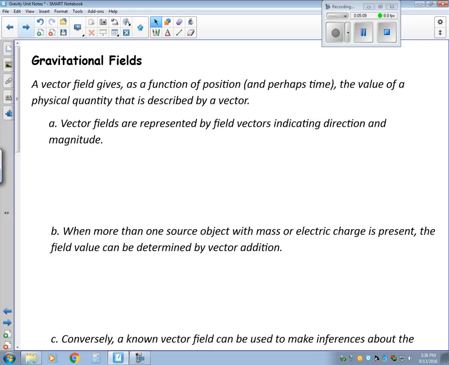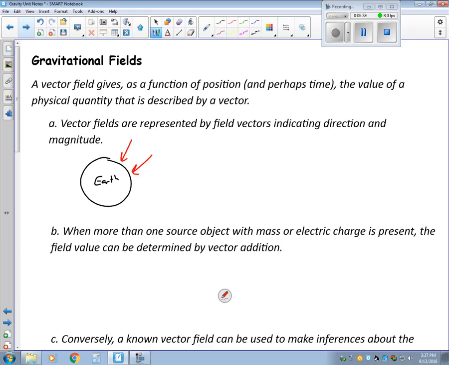All right, gravitational fields. We think of these as a field of vectors. And we think of this vector field as a function of position, maybe time, the value of a physical quantity, and it's described by a vector. So they're represented by a lot of arrows. So for instance, let's say this is the Earth. Surrounding the Earth is a field of vector lines.